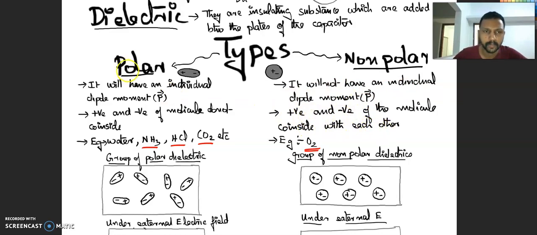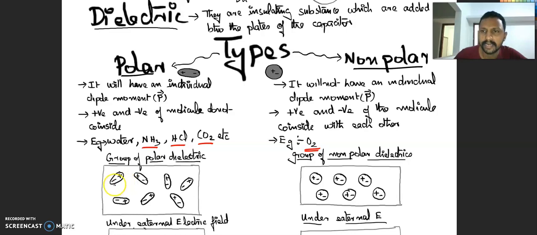Hope you have understood what is polar dielectric and non-polar dielectric. Then let's take a group of polar dielectrics. That is, instead of taking a single polar dielectric molecule, we are taking a group of polar dielectric molecules. This is how the polar dielectric molecules are aligned. They are arranged in a random manner. They are not aligned in an organized manner. Then each individual molecule has a dipole moment.